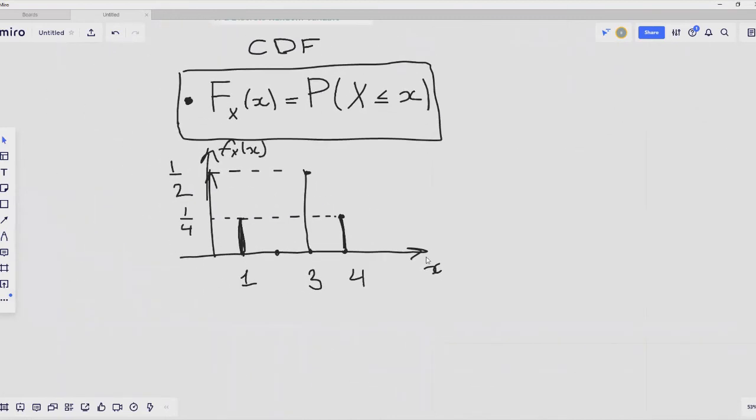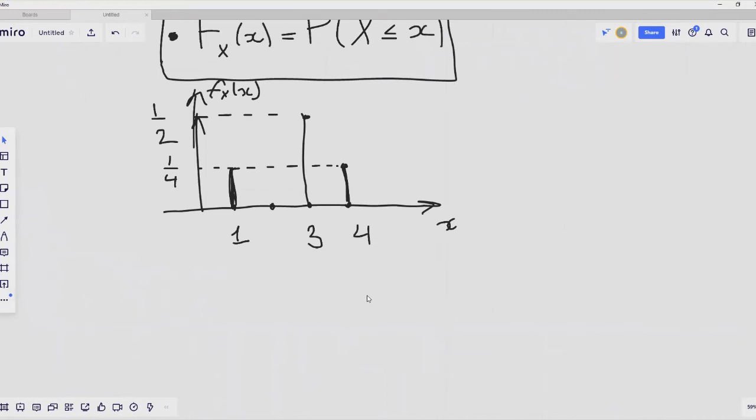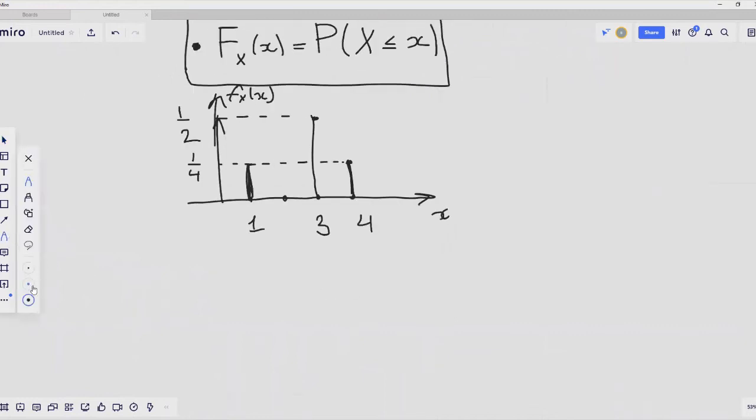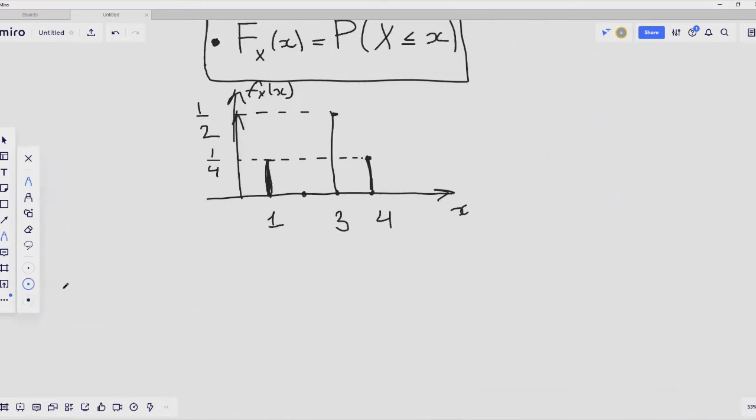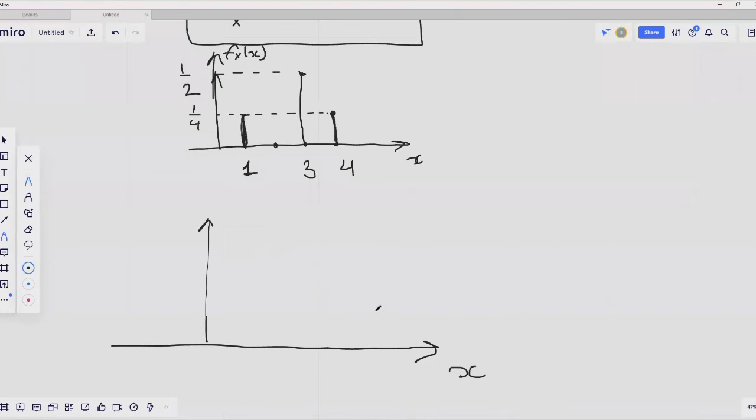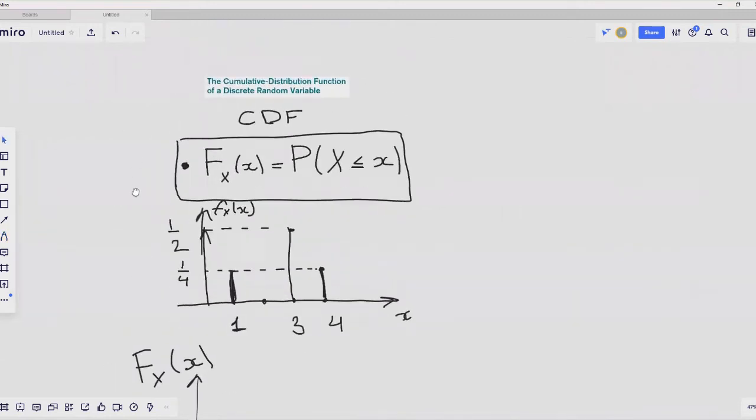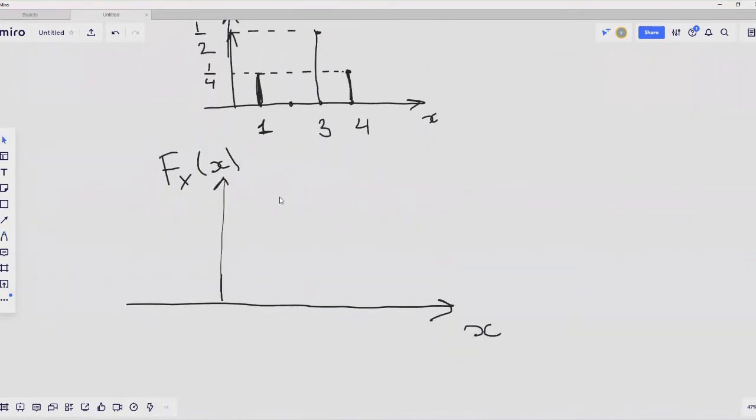Now let's try to use our definition here and plot the graph for the CDF of random variable X. Here is a plot of the CDF. On the y-axis we are going to have the value of our CDF, and on the x-axis we'll have values of x. For all values less than 1, we have 0 probability for the PMF, meaning that for all values less than 1, the value of CDF is also going to be equal to 0.